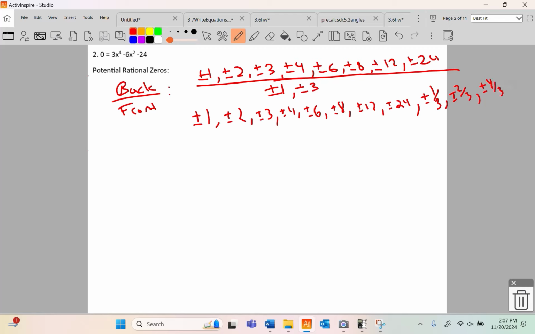Then you're running to 6, 6 over 3 is 2, it's in the list. Then you're running to 8, 8 over 3 is not in the list. You're running to 12, 12 over 3 is 4, that's in the list. Then you're running to 24, 24 over 3 is 8, on the list.